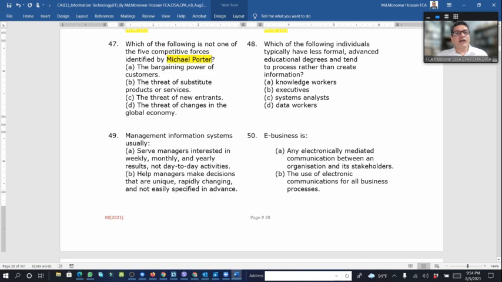Here, one is the bargaining power of the customer. D is the threat of change in substitute products or services, or the global economy. The threat of change in the global economy, option D, is the answer for the Porter five force model. So the answer is D, because it is not within this model.